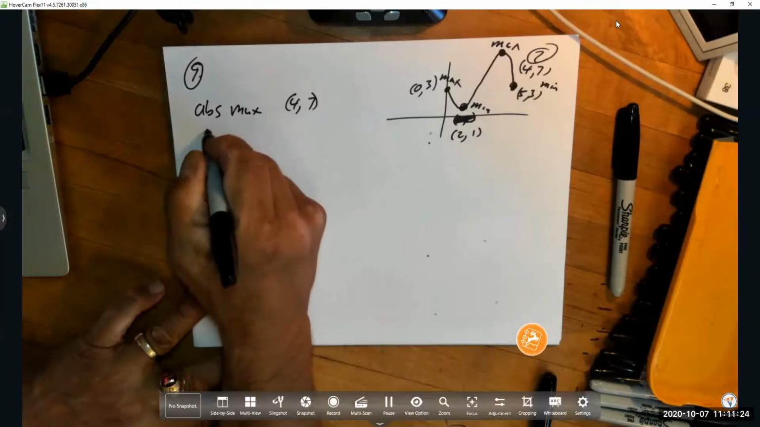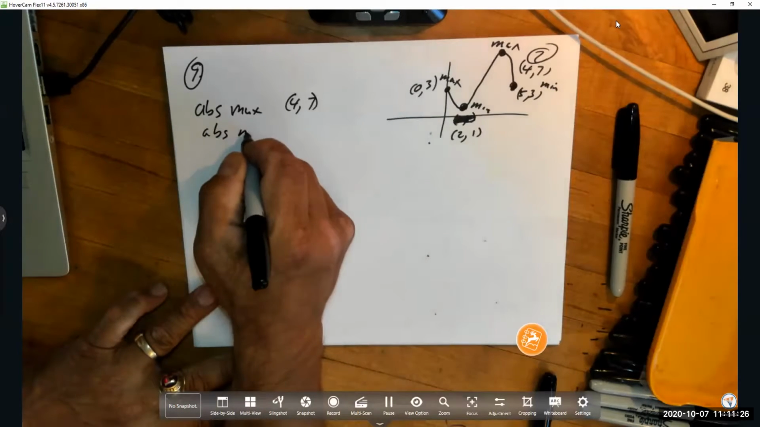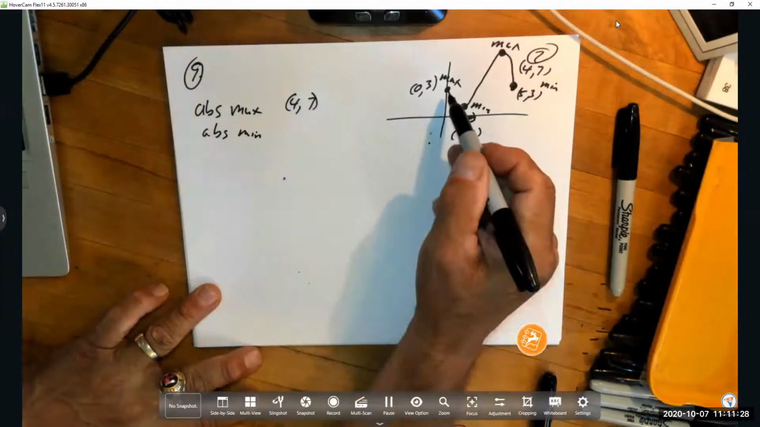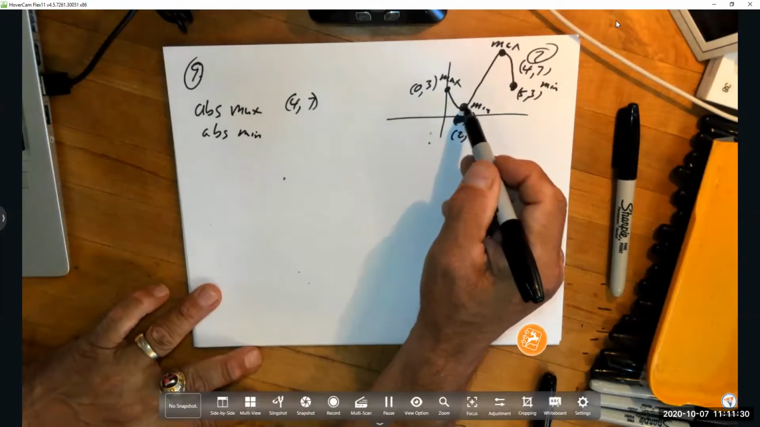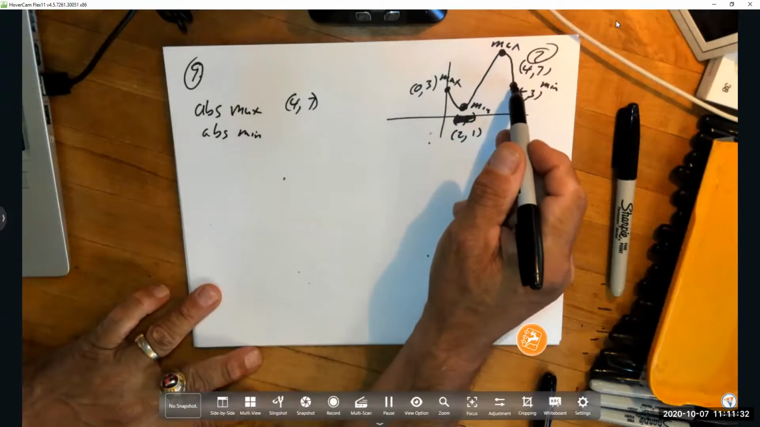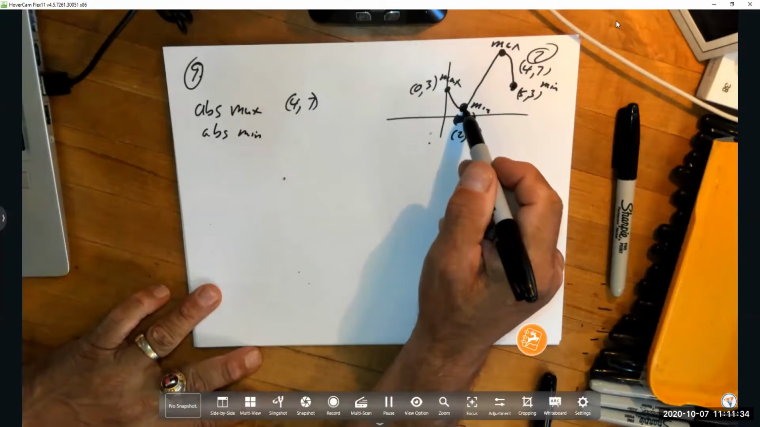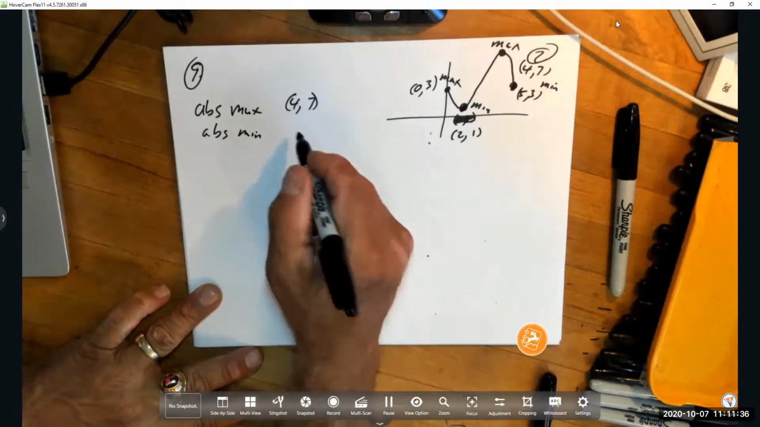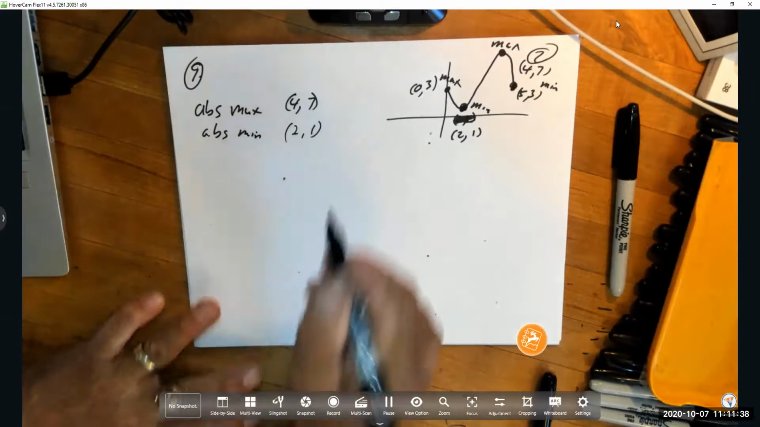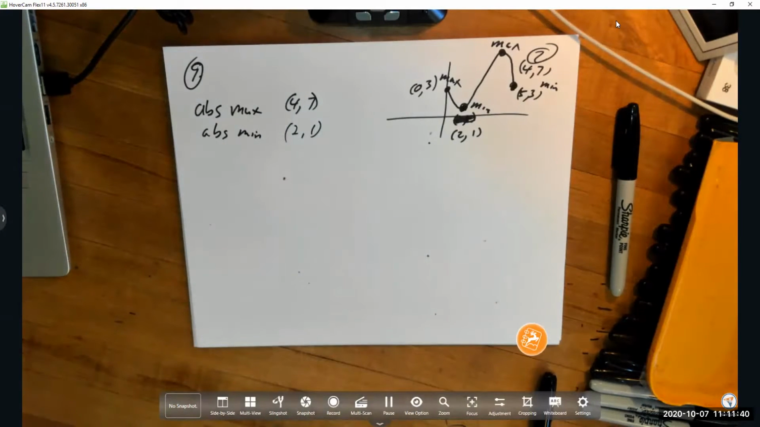All right. The absolute min, the lowest one of the graph. Well, that's a max, and that's a low one, then that's a high point, there's another low one, but the lowest is this one right here. The absolute min is what? (2, 1). Y'all see how I get that? The absolute max and absolute min? Yes? All right.